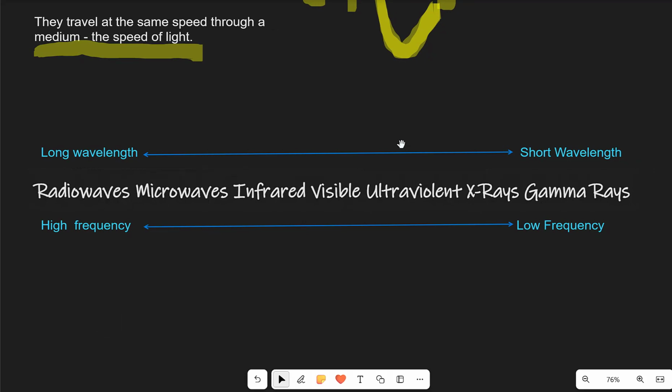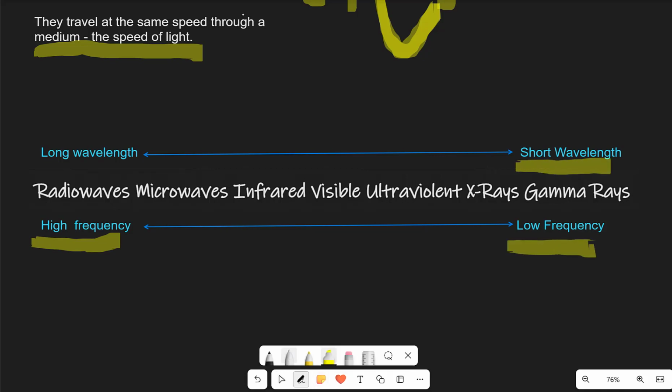Now, long wavelength means high frequency and short wavelength means low frequency. If we think about it, this kind of makes sense because if we have a really long wave, then it will take quite some time for one cycle to be completed, therefore it will have a high frequency.